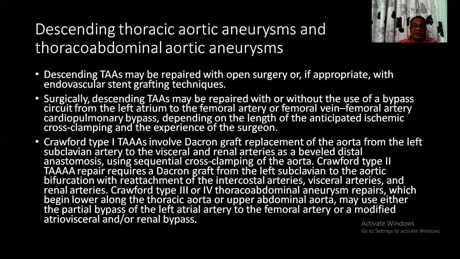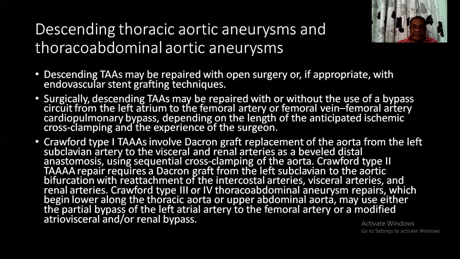Crawford type 1 thoracoabdominal aortic aneurysm involves Dacron graft replacement of the aorta from the left subclavian artery to the visceral and renal arteries with a beveled distal anastomosis using sequential cross-clamping of the aorta. Crawford type 2 thoracoabdominal aortic aneurysm repair requires a Dacron graft from the left subclavian artery to the aortic bifurcation with reattachment of the intercostal arteries, visceral arteries, and the renal arteries.